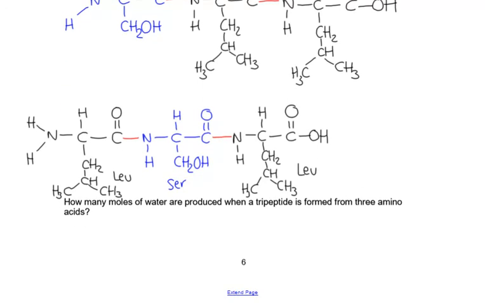So when we formed this tripeptide, how many water molecules were produced when 1 tripeptide was formed? Think about how many peptide bonds you formed. So we formed 2 peptide bonds, so 2 moles of water. Make sure you can draw dipeptides and tripeptides and think about different arrangements.